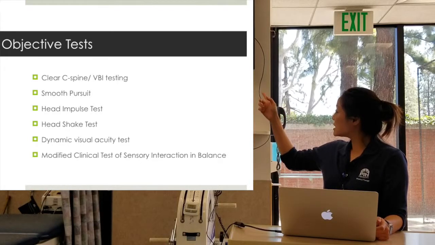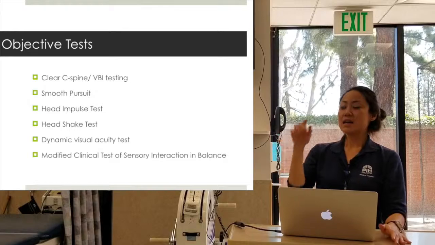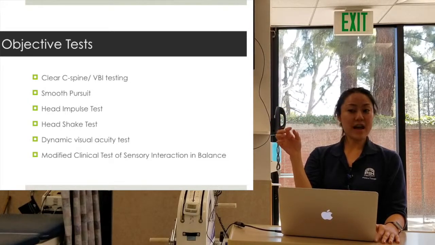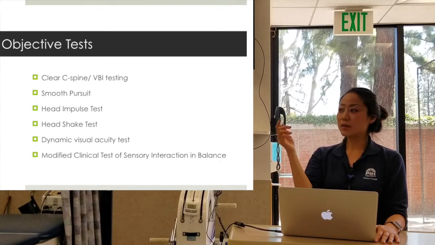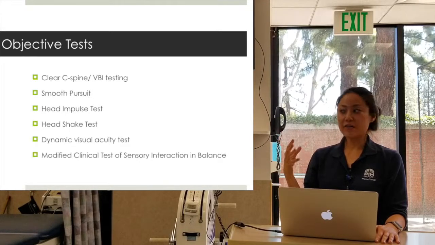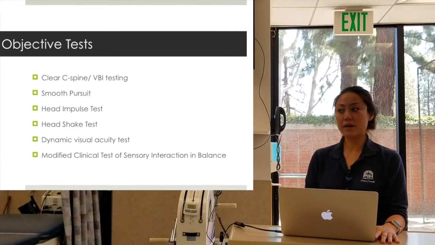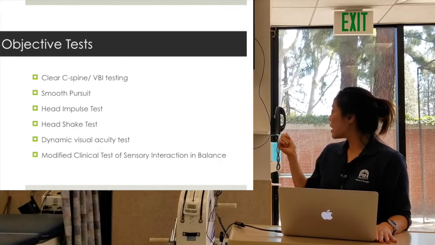And then you can do the dynamic visual acuity test. So that's the one where you have the Snellen chart, and you see what's the smallest line they can read, and then you have them shake their head, and you see how many lines they lose. So if they lose anywhere from 2 to 3 lines, then usually it's like a unilateral hypofunction. If they lose 6 to 8 lines, then it's a bilateral hypofunction. So you can really work on like VOR training and exercises to help them build that back up.